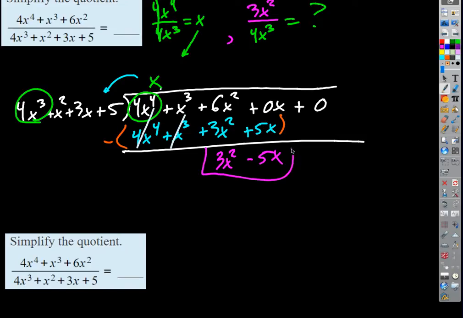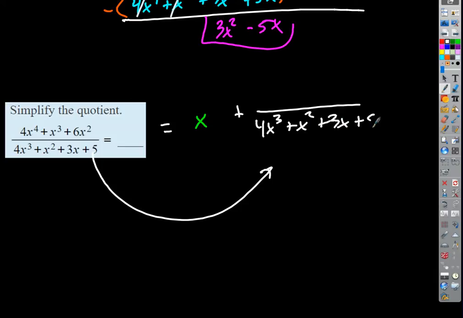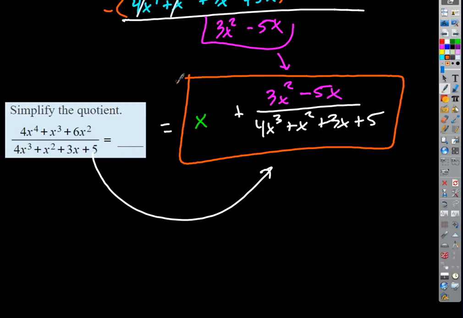So my answer then looks like, I only got one thing in my polynomial, just one term. I got an x plus something that remained over my denominator. Well, there's my denominator. And what remained there? 3x squared minus 5x. So that's my answer. Make sense? Okay. Go. 4 problems. That's all you got on that assignment.